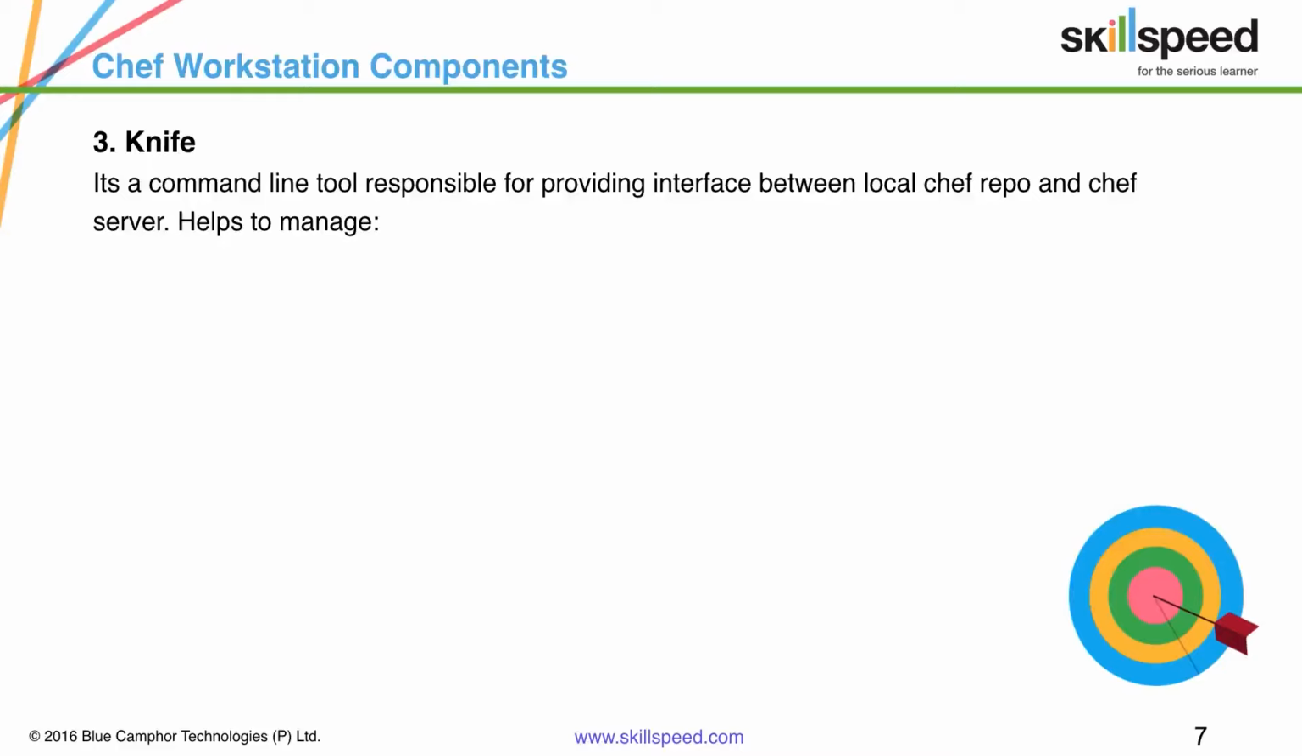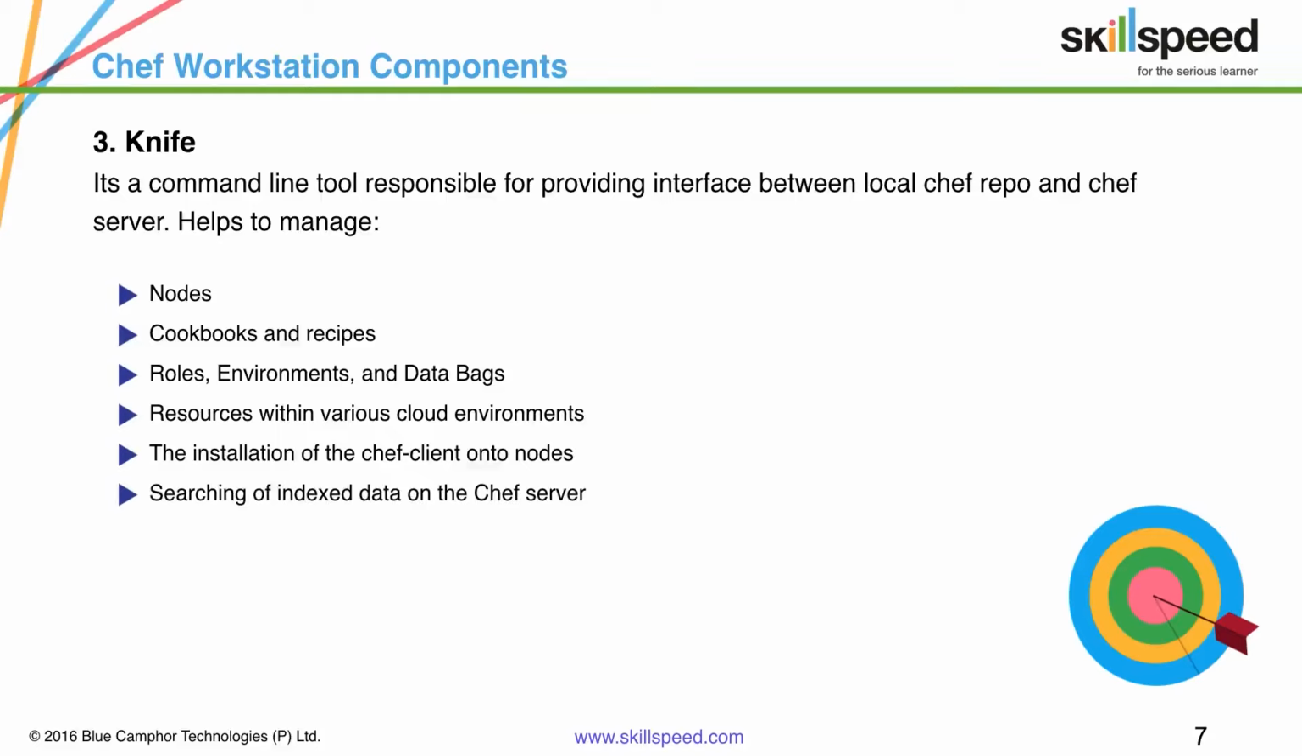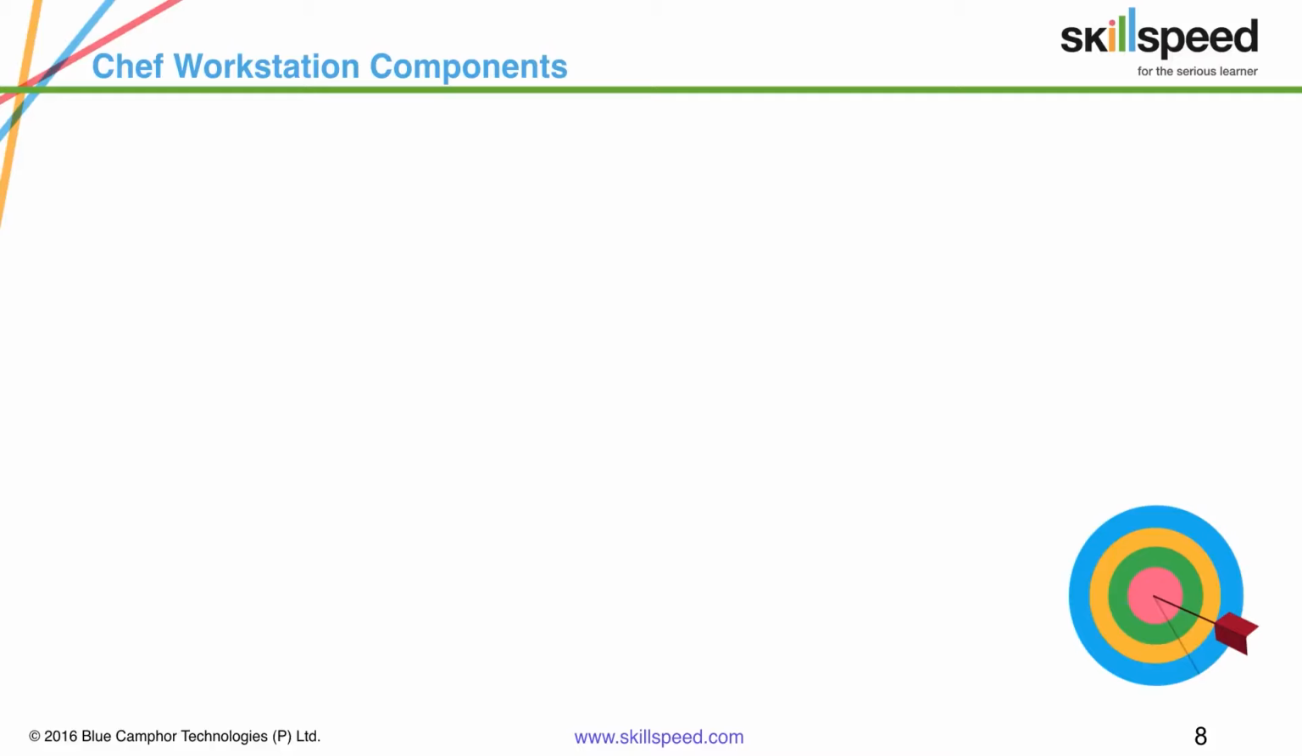So you are on the Chef Workstation and you need to interact with the Chef Server, right? For that, Knife is the utility through which you do all that. And in the process, it helps you to manage nodes, cookbooks and recipes, roles, environments, data bags, etc. Resources within various cloud environments, the installation of the Chef Client onto the nodes, typically known as the bootstrapping process, and searching of indexed data on the Chef Server. So pretty much anything you do, you need to use the Knife command.